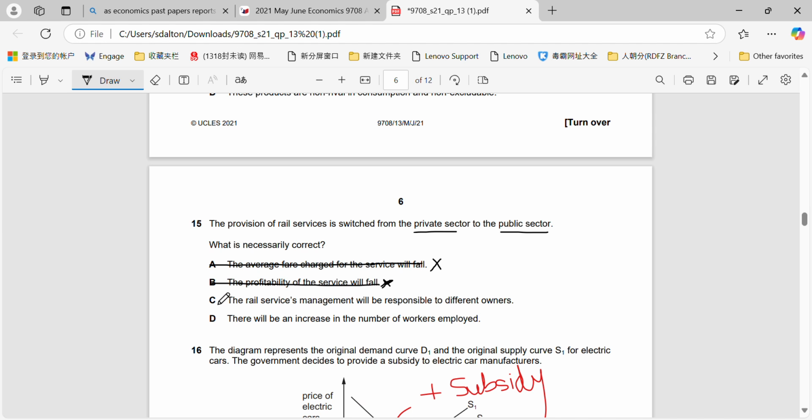Rail services management were responsible to different owners. Well, that is definitely going to be true, right? Because they're now responsible to the government instead of the private sector firm and their shareholders, who they would have previously been responsible to. And there will be an increase in the number of workers employed. Again, we know that in theory, when you move from private to public sector, there is an increase in number of workers employed, but we can't necessarily say it's correct, because there may be a decrease in the number of workers employed. We don't know how the public sector is going to manage the provision of those rail services. So we have to pick the one that is 100% going to be correct and is not subject to any possible changes, which the others are.